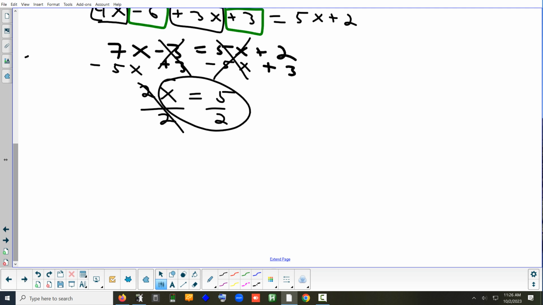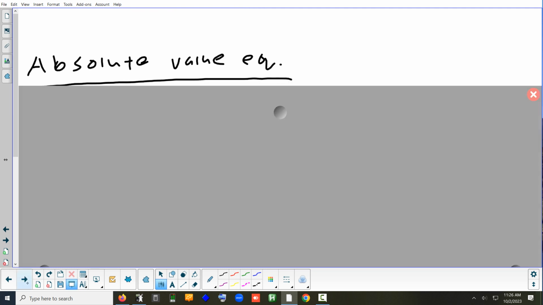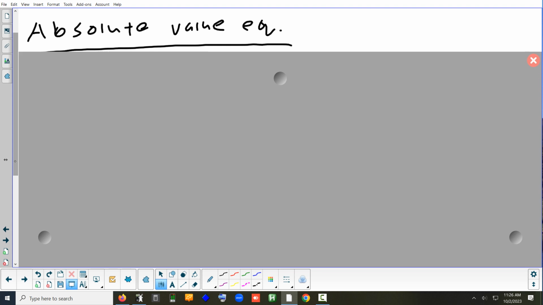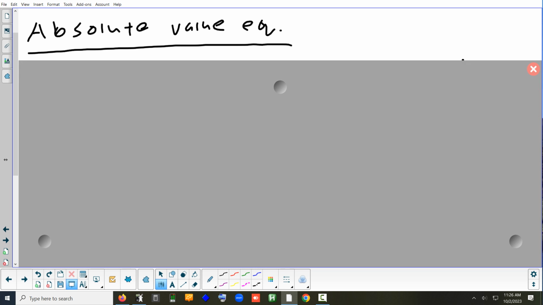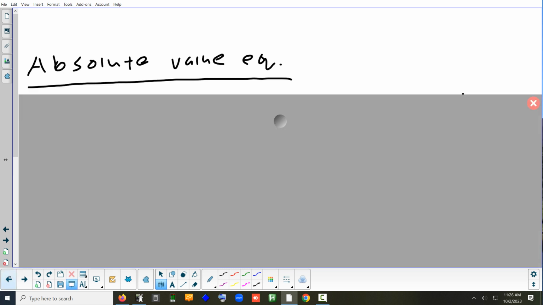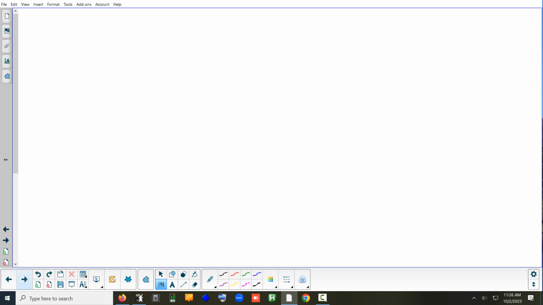So that's solving a linear equation. An application of solving linear equations is solving absolute value equations. What we're going to end up doing here is solving two linear equations. So let me just show you something first, and then I'll come back to the steps.